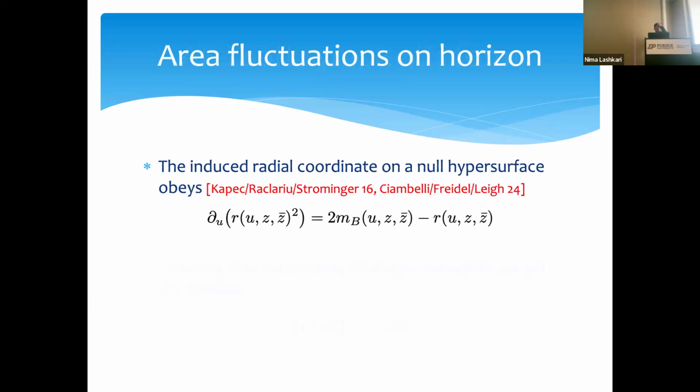Okay, so how are we going to relate the two phase spaces? The first thing we're going to do is look at how the area fluctuation is being parameterized in the two phase spaces. There's an equation that was written down for us very conveniently. It first showed up in a paper by Kapec, Leclerc, and Strominger back in 2016. It's very possible it showed up earlier in the literature, but this is the first place where I saw it. The induced radial coordinate on a null hypersurface just obeys this following differential equation.